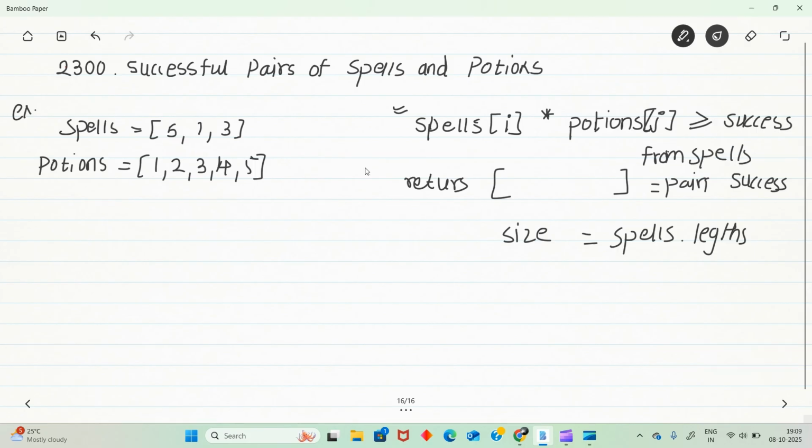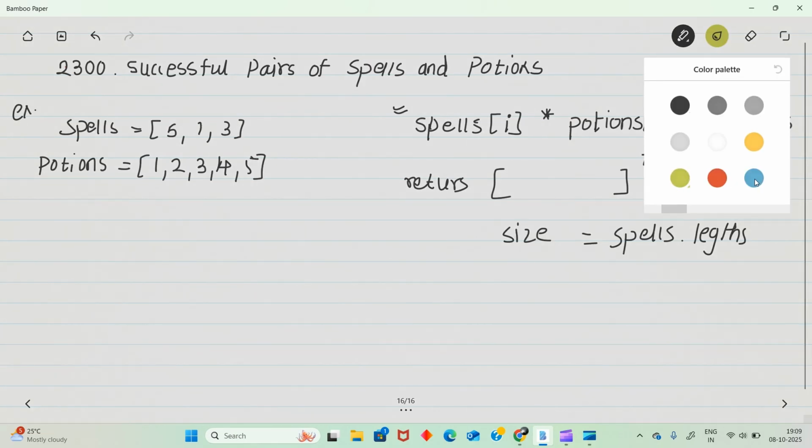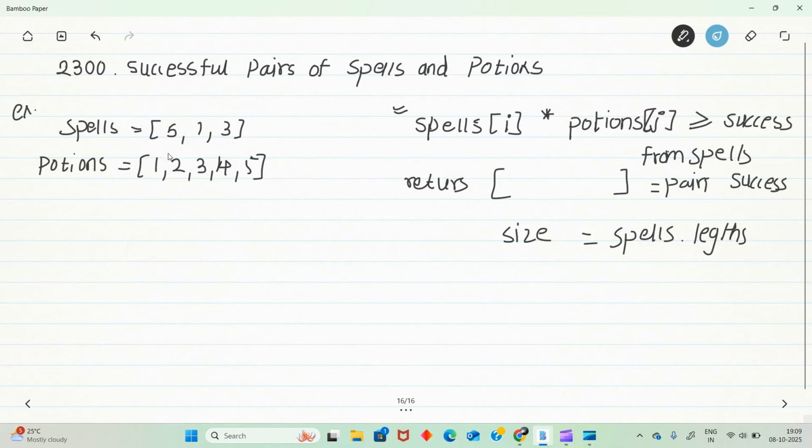Okay, so let's find out for this. Now, what we will do is consider 5. 5 can be paired with what? Into 1, which is 5. What is our success? Success is 7. Is 5 greater than or equal to 7? No. So this can't be a pair. 5 into 2 is 10. Is it greater than 7? Yes, this can be a successful pair.